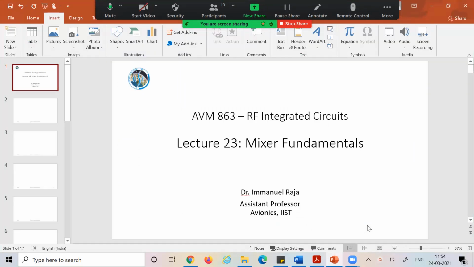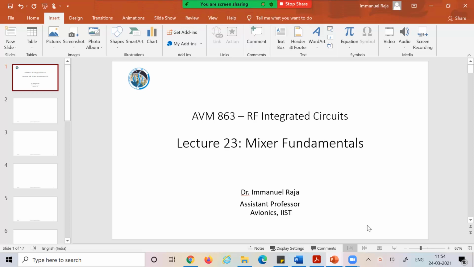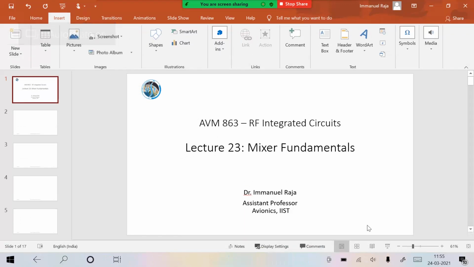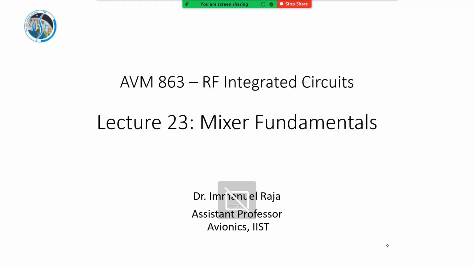So, in last class, we started off with mixers and we saw where mixers are being used, and we started looking at some of the fundamental parameters of mixers. Right? And in specific, we looked at the mixing operation, what it is mathematically. We also saw how it is realized, at least at a system level, and we also looked at the concept of conversion gain, right?